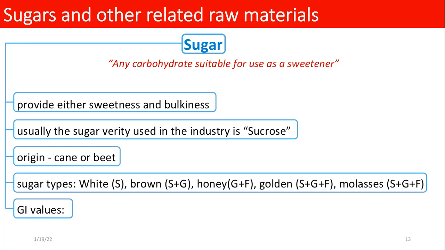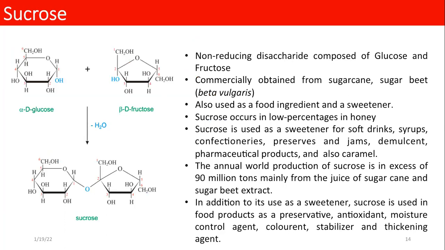Basically we use sucrose, and its origin is cane or beet, but in Sri Lanka we can develop sugar from watermelon. We have different types of raw materials in Sri Lanka. Therefore, as I told you earlier, there is a gap for many research activities, so hopefully we can do some research in your final year. I'm very happy to do research with you regarding this confectionery industry. There are different types of sugar: white sugar, sucrose, and brown sugar, meaning sucrose plus glucose, like honey, golden syrup, and molasses. We use it as a bulking agent and also as the main sweetener in Sri Lanka.